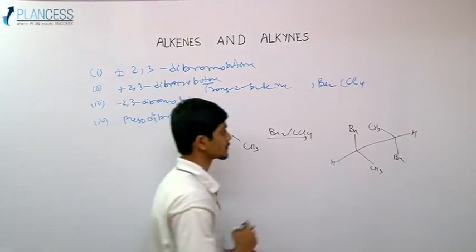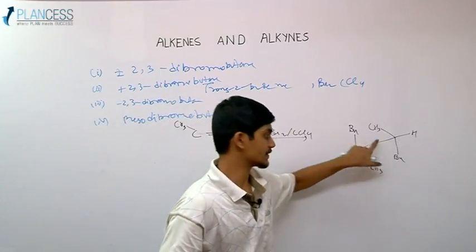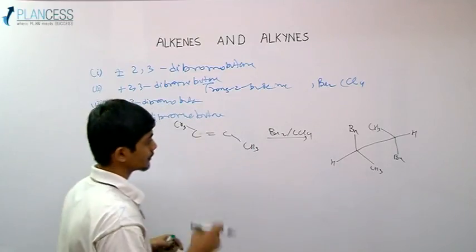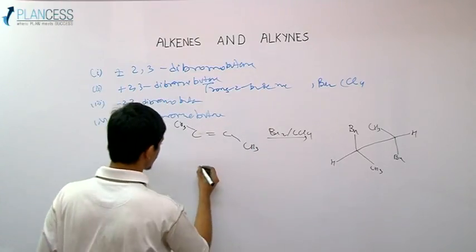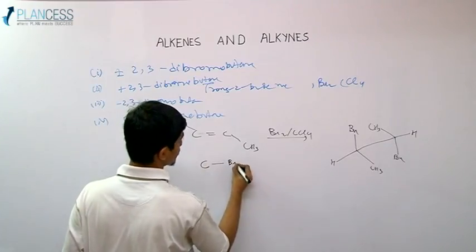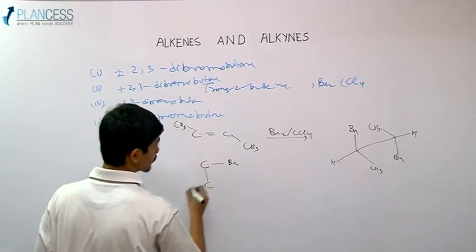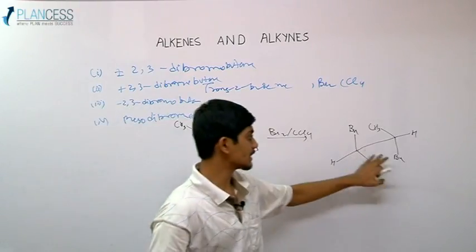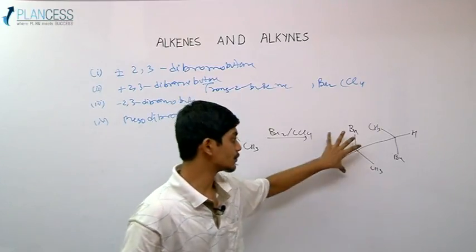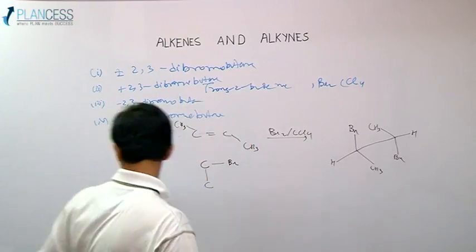Very simple. What you do is, you just take the bonds in the same plane and the bonds in the opposite plane. So now if we consider a carbon, we can write Br here, and similarly we can write, this is anti, so to make the Fischer projection simple, you rotate it in such a way that the bonds become eclipsed.